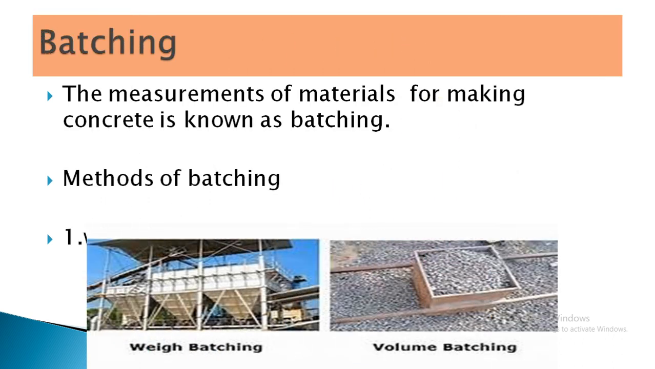Batching. The measurement of materials for making concrete is known as batching. Methods of batching: weight batching and volume batching. If we take measurements of material on the basis of their weight, then it is known as weight batching. On the other hand, if we take measurements on the basis of their volume, then it is known as volume batching. When we compare weight batching and volume batching, the weight batching is more accurate than volume batching. That's why in most of the construction, big construction, we always prefer weight batching.